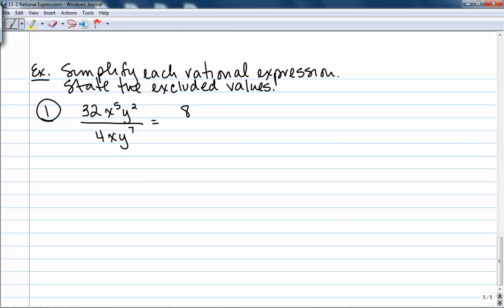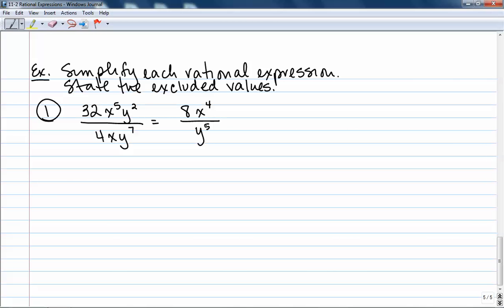5x's on the top, 1x on the bottom. Leaves me with an x to the 4th on the top. And 2y's on the top, 7y's on the bottom. Leaves me with 5y's on the bottom. So my final answer is 8x squared divided by y to the 5th.